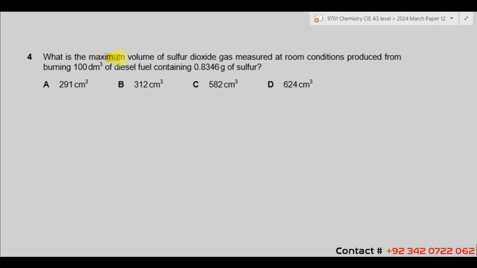Question 4. What is the maximum volume of sulfur dioxide gas measured at room conditions produced from burning 100 decimeter cube diesel fuel containing 0.8346 grams of sulfur? So this is mainly the combustion of sulfur to form sulfur dioxide. So we can write the equation S plus O2 forms SO2. The equation is balanced, so the mole ratio is 1:1.